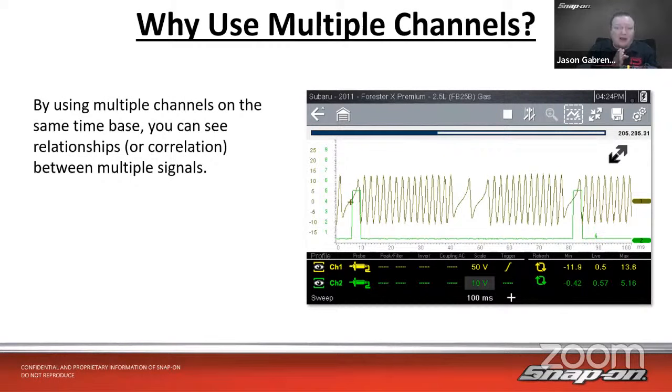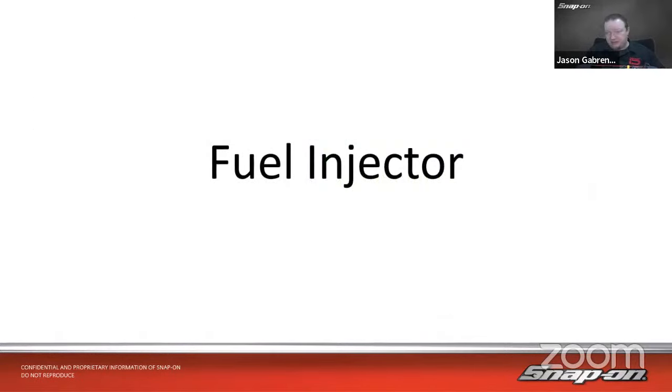So that's why all Snap-on scopes have 1 sweep time across all channels, so we can do this correlation and have the understanding of, well, when this happens, how does it relate to this, right? That's why we want to have multiple channels on the same time base. And you can see those relationships or correlation, as we say, between the multiple signals.